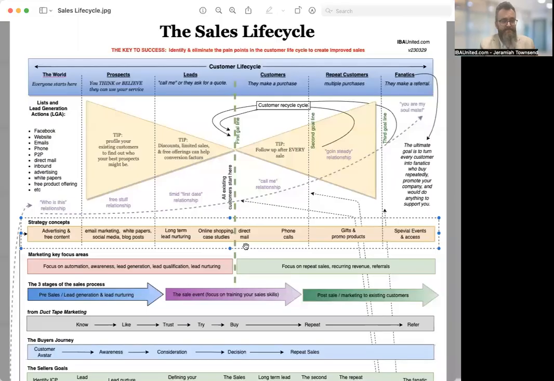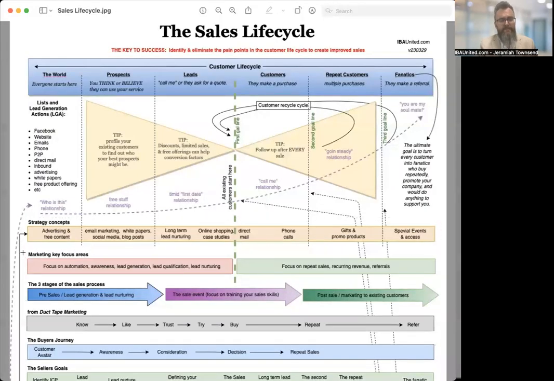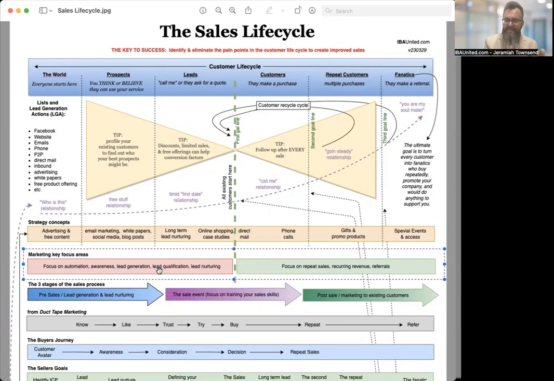Let's jump back over there really quick and see what else is next. Next, we're going to come to the marketing key focus areas. In the beginning, when you're dealing with prospects and leads, you're going to focus on automation and awareness, on lead generation. And as you move down that line closer to that first goal line, that's when you're going to focus more and more on lead qualification and lead nurturing. That's really critical at this stage.